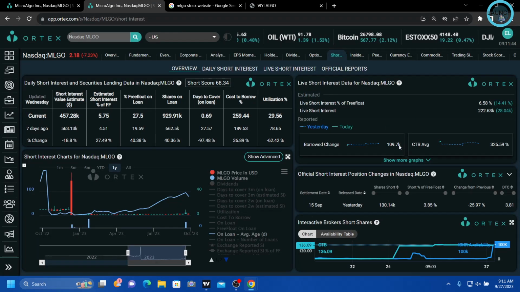Now, take a look at this. Utilization's low, but again, this could jump to 100 very, very quickly just because of how low the cap is. It's only 6.5% short. Look at this cost to borrow average, though: 325,000%. There are 100,000 shares available to be borrowed as per Interactive Brokers, and that's actually a pretty big chunk when we're talking about a float that's so small, right?